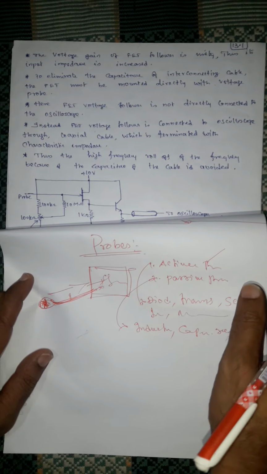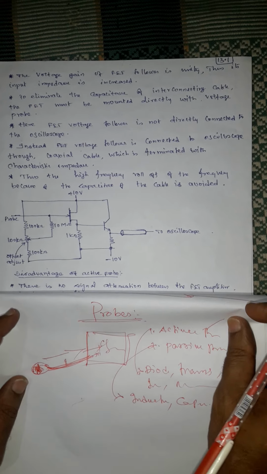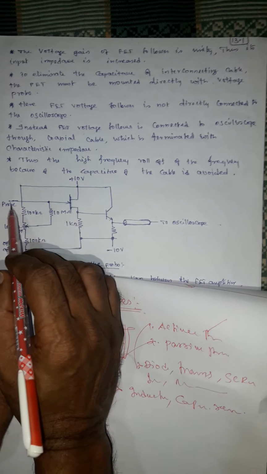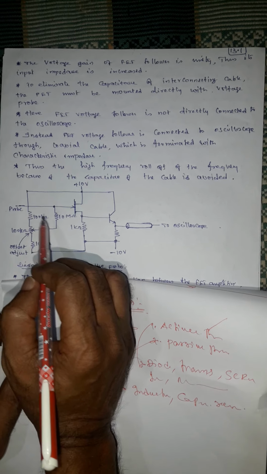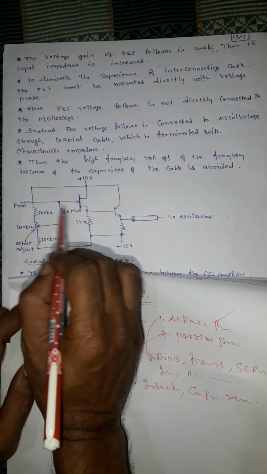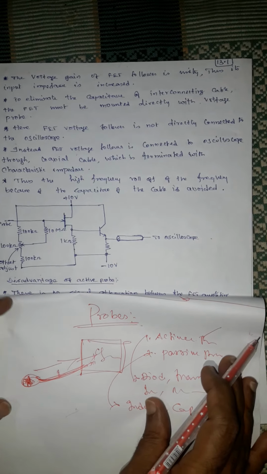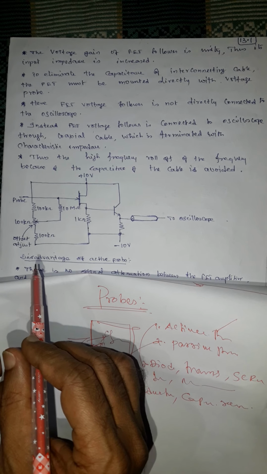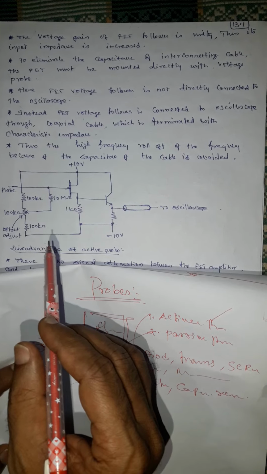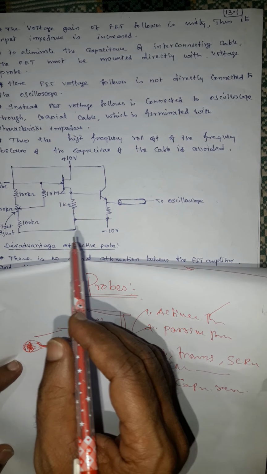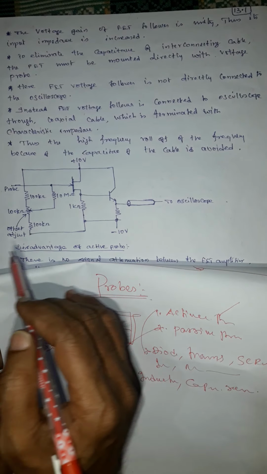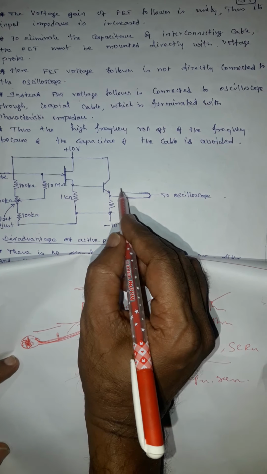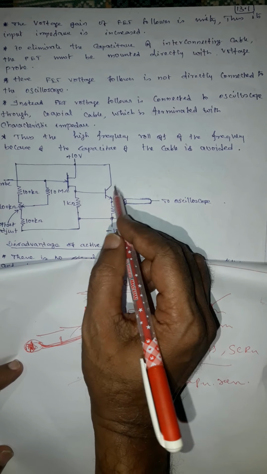To eliminate the capacitance of the interconnecting cable, the FET must be mounted directly with the voltage probe. Here, this is your FET. This is the input stage of the probe. The FET has to be directly connected. Then the FET voltage follower is not directly connected to the oscilloscope. Instead, the FET follower is connected to the oscilloscope through a coaxial cable which is terminated with a characteristic impedance. Here this is the output stage of the active probe.